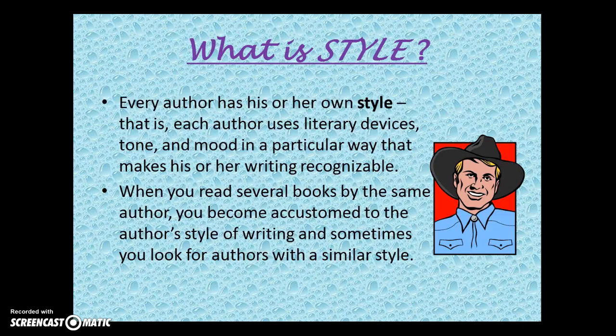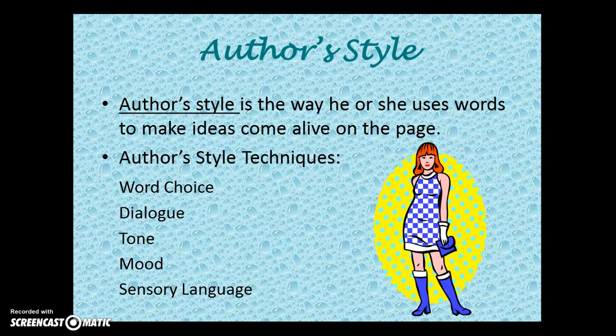So what is style? Every author has his or her own style. It includes how they use literary devices, how they create a tone or a mood. The style is generally recognizable to the author if they're a good author. So when you read several books by the same author, you get used to it. That's why I had you read 2 short stories by the same author in the last unit. So some things that you can use to analyze style, and I'm going to give you a checklist to look at also. So again, the word choice, which is the diction.